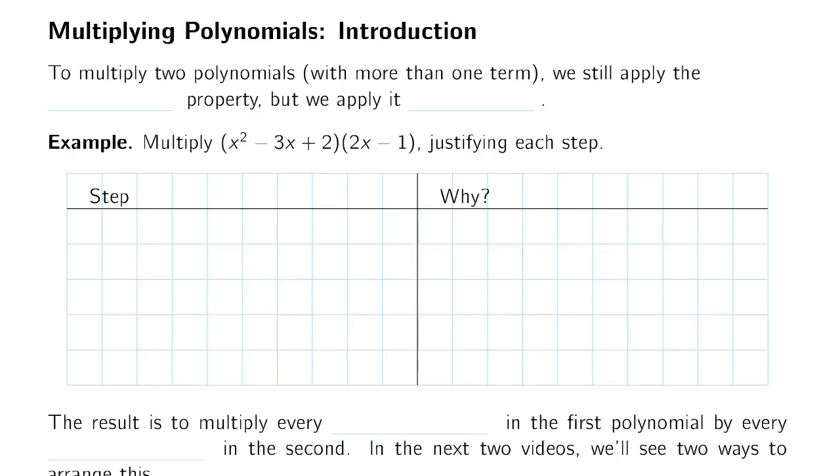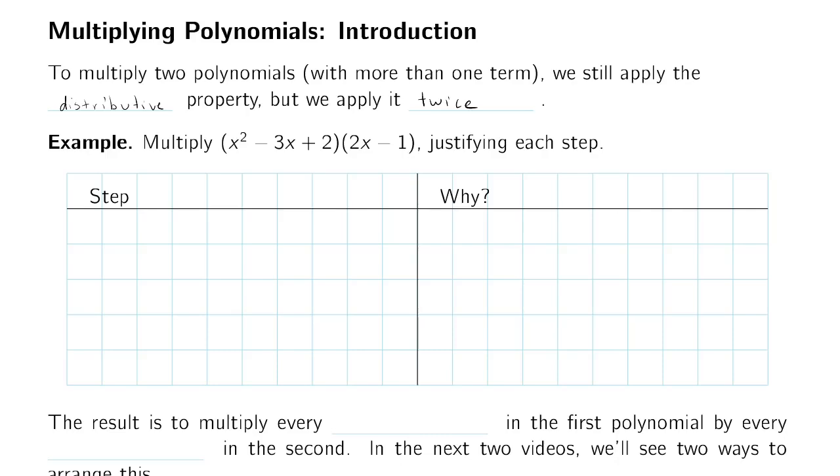What if we want to multiply two polynomials? And by that I mean polynomials with more than one term. Well, we're still in a situation where we have addition and subtraction inside parentheses and multiplication outside. So we still have to apply the distributive property. But now we have two sets of parentheses. So we have to apply the distributive property twice. Let's see what that looks like.